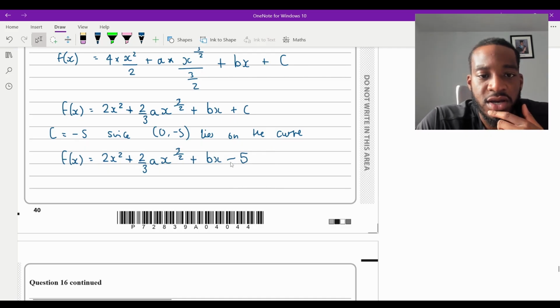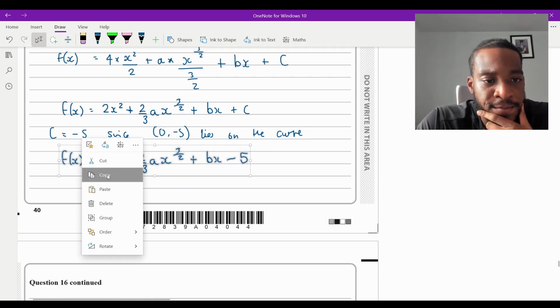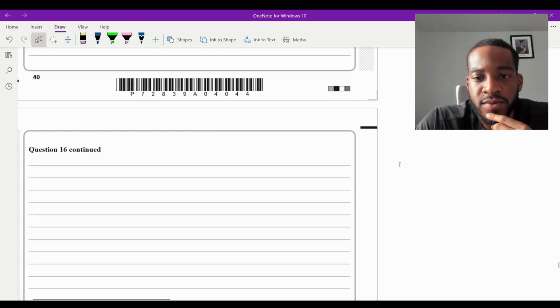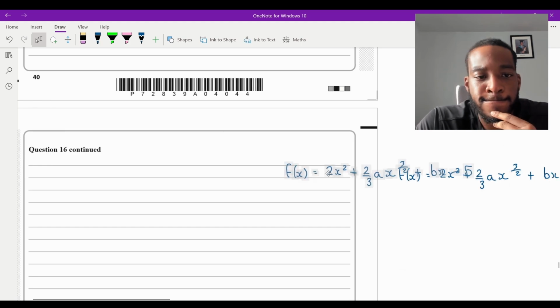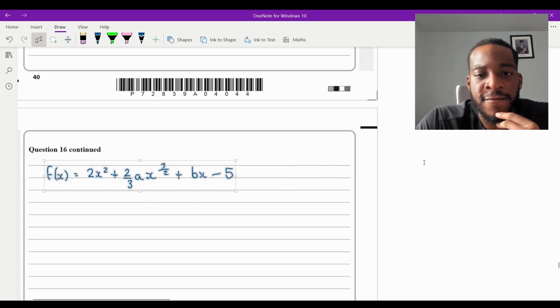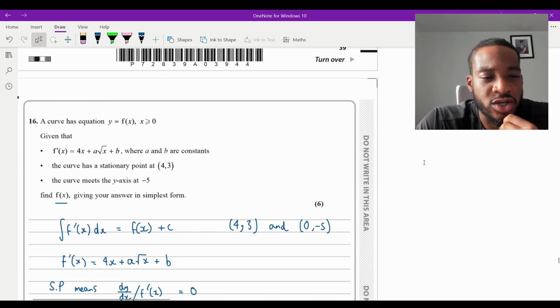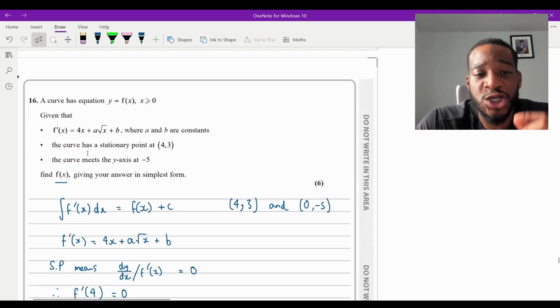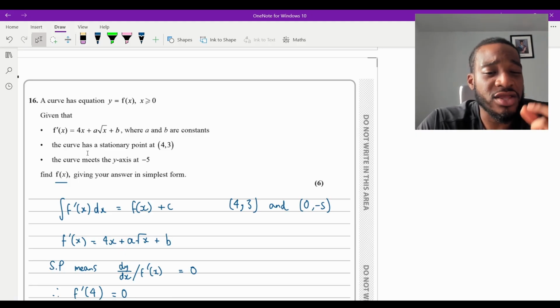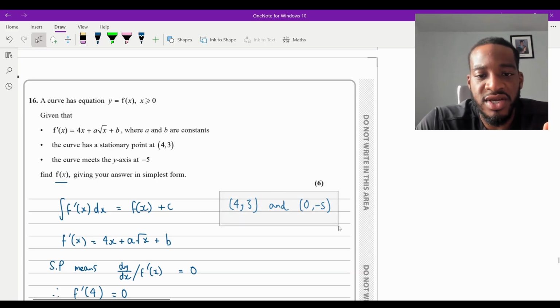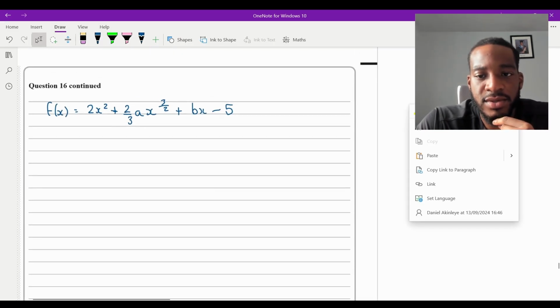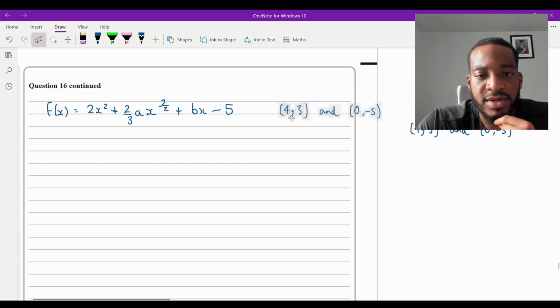I'm going to grab this and put this here. We've got this there, and then we've got 2 points based on these two bullet points. Remember, the curve has a stationary point at (4, 3). We did use this for the stationary point, but that's just another point that passes through our curve. And the curve meets the y-axis at -5. So I'm going to grab these two based on those two bullet points and copy this here.